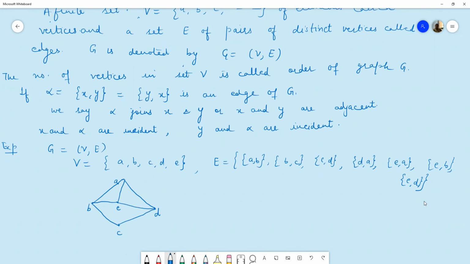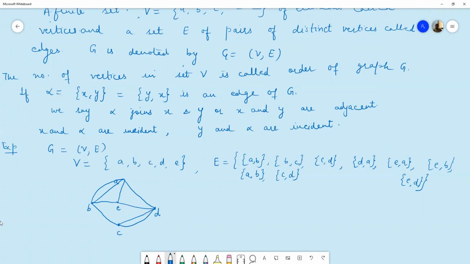Now if we allow a pair of vertices to form more than one edge. In this graph, there is exactly one edge between any two vertices. But if we allow more than one edge between any two vertices, then the graph will be a multi-graph. So let us say in this example, if we take one more edge AB and one more edge CD, say these two are also elements of E, then we have this type of graph. We have two edges from A to B and two edges from C to D. So this type of graph is called a multi-graph.